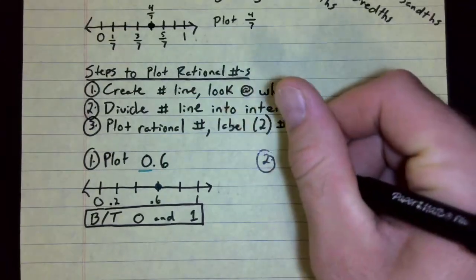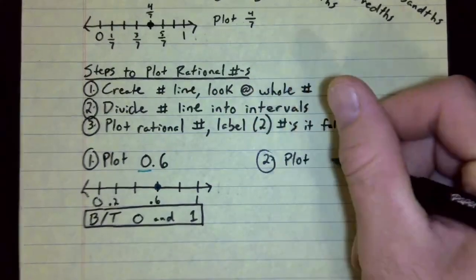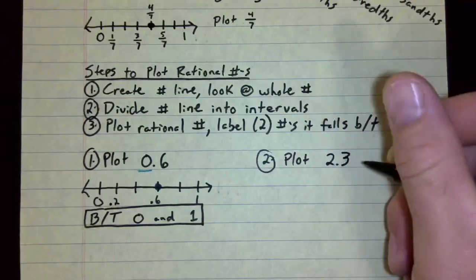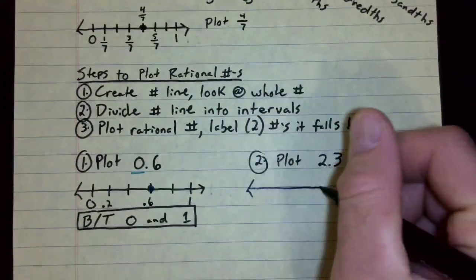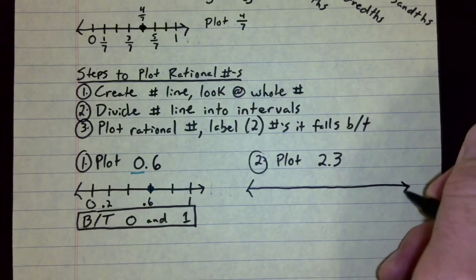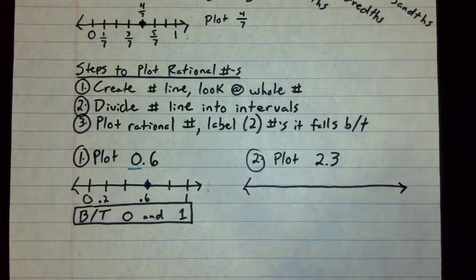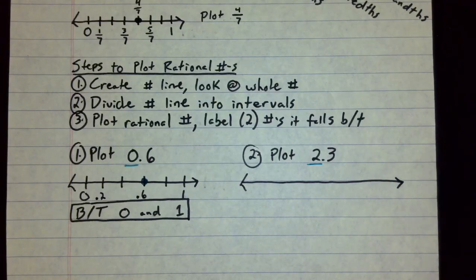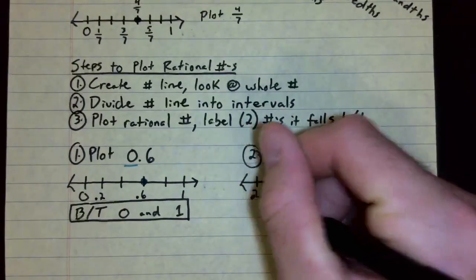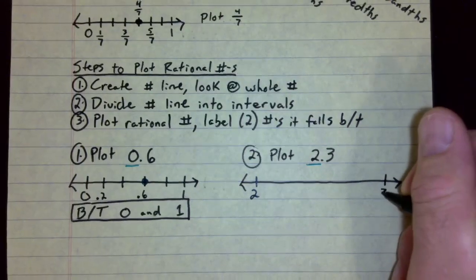Number two is plot 2 and 3/10. All right, so step one just says create your number line. Create that number line and look at your whole number. Your whole number is 2, so that's going to be our starting point. We know that we're going to start at 2, and our next whole number will be 3.